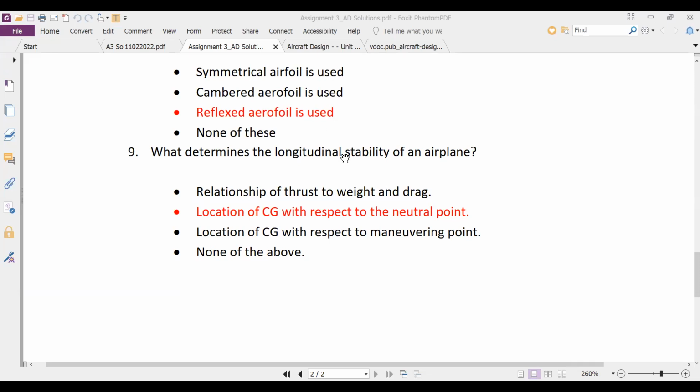Sir, with the help of static margin. Because, sir, static margin is the difference between the neutral point and center of gravity. So it tries to balance the entire weight of the aircraft, sir. Right.